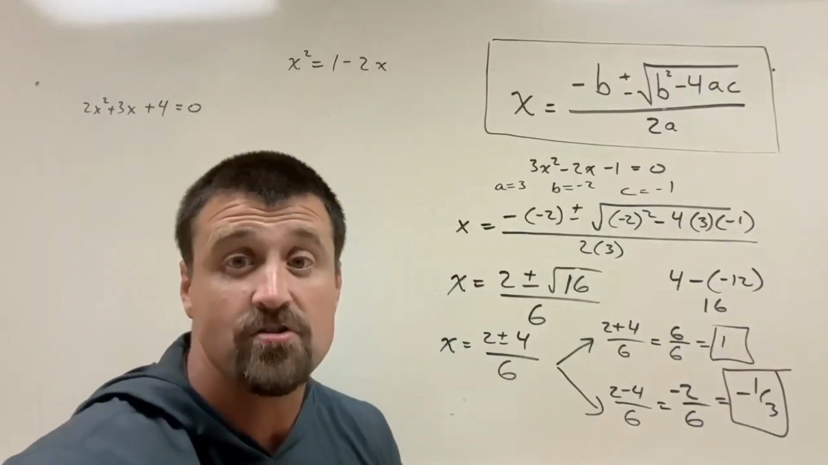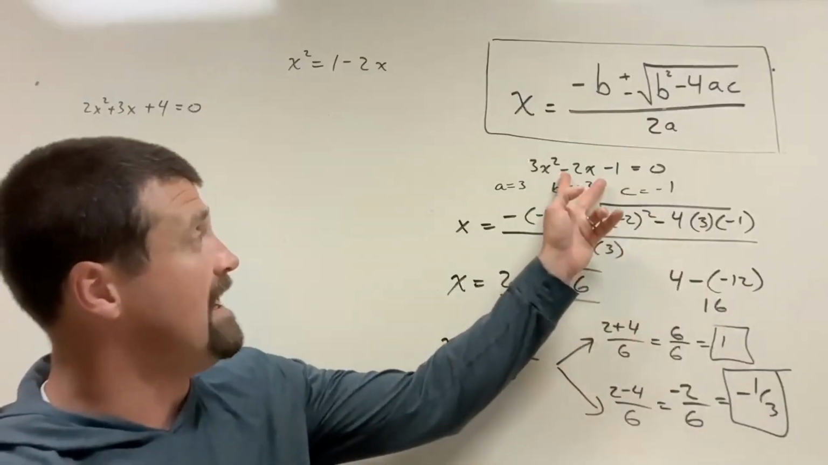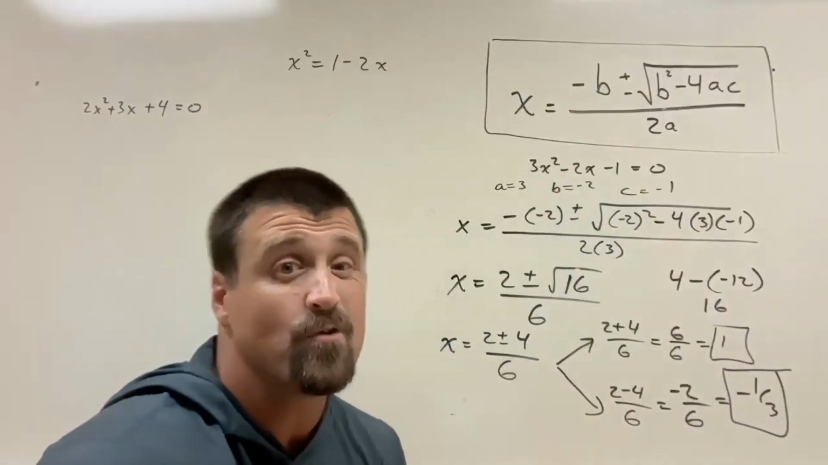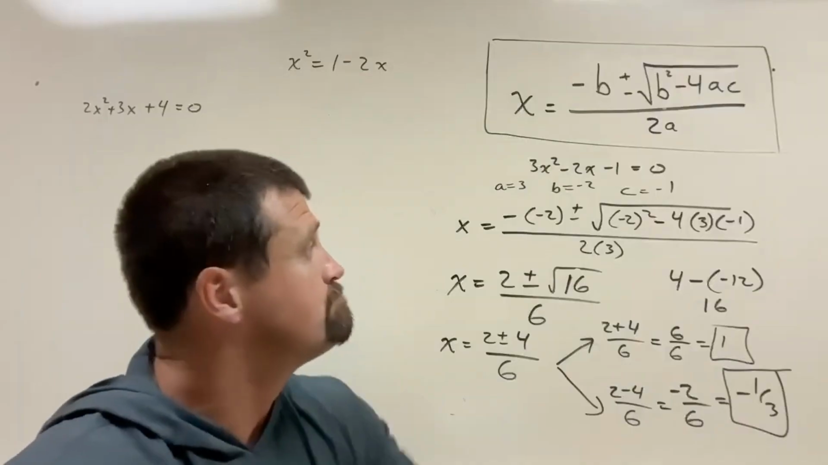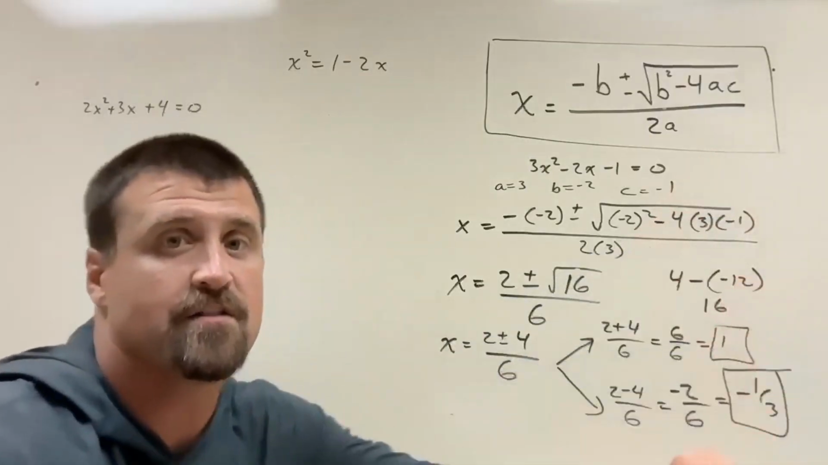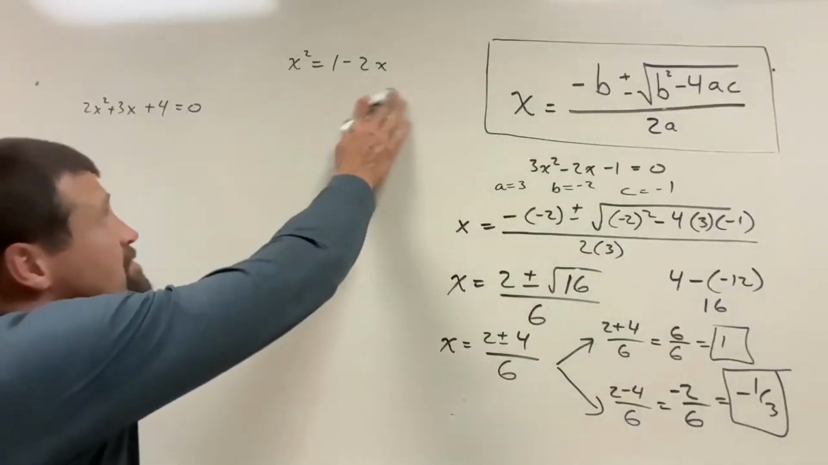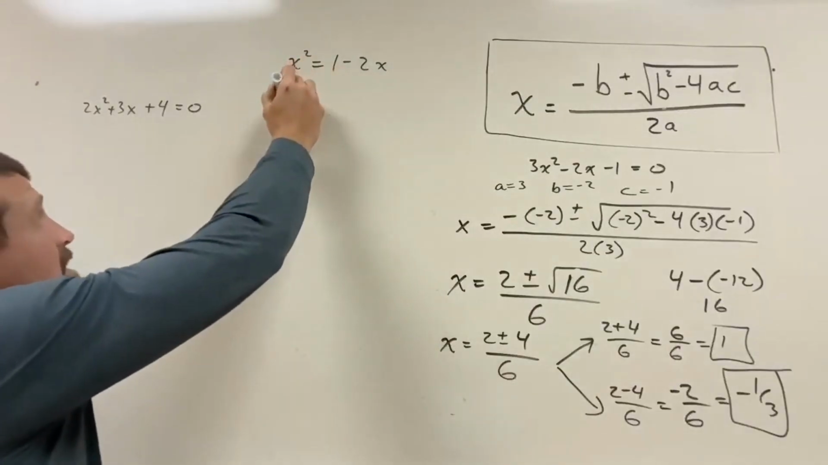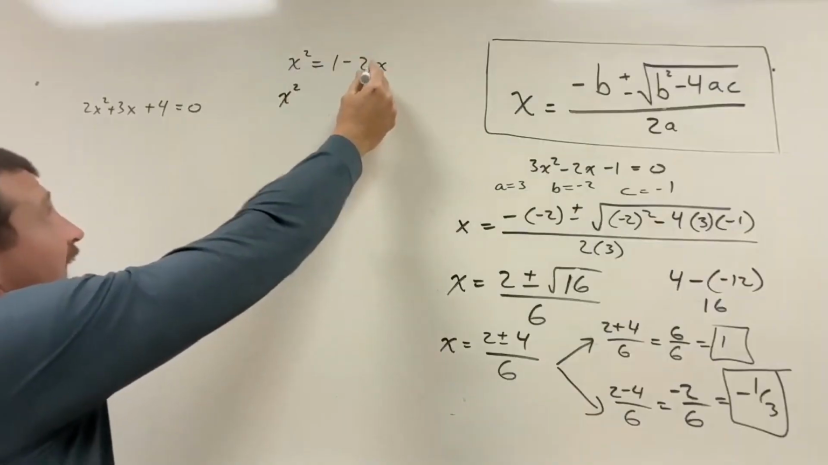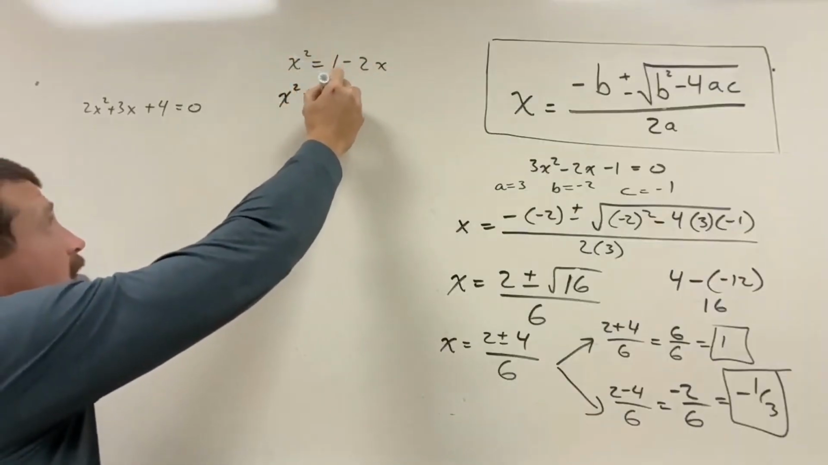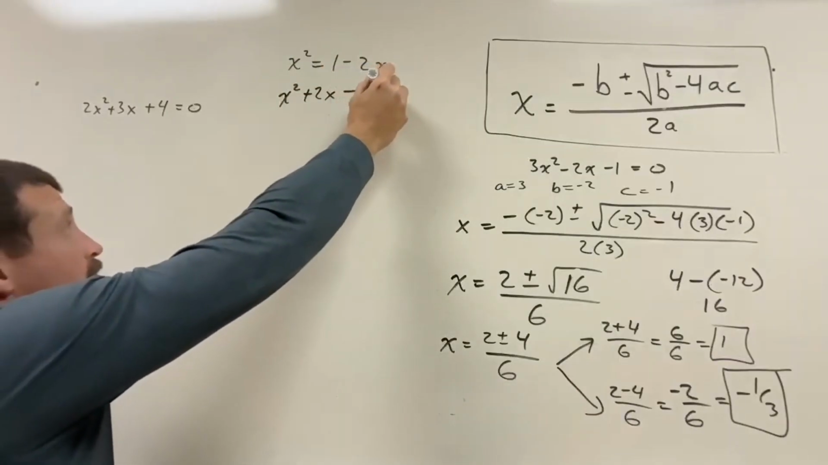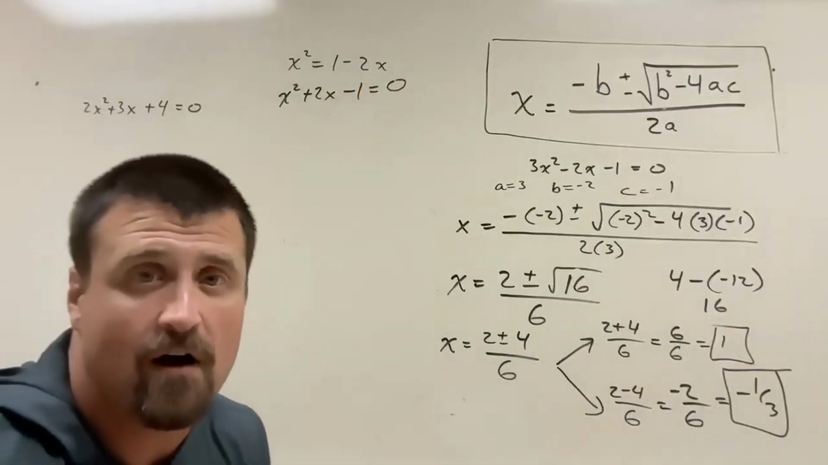Okay, so those are my two solutions to this quadratic. If I were to go back and plug in either one of them, the answer would be 0. Okay, let's look at another example. This one. If you notice, it's not equal to 0 yet, so we'll need to add the 2x over, subtract the 1 over, and make it equal 0.